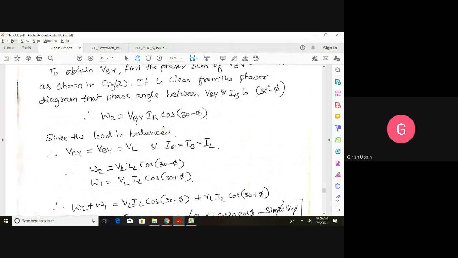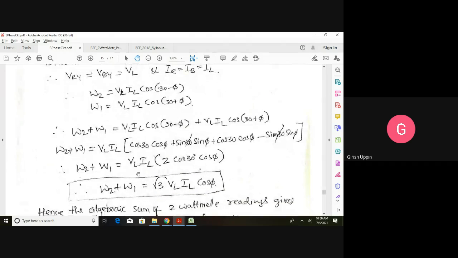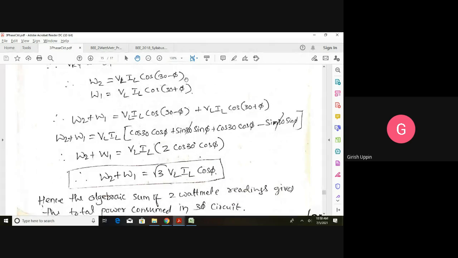In case of a star connected load, line current is equal to phase current. So IB is equal to I phase is equal to IL. So in terms of VL and IL, we can rewrite the equations. W2 is equal to VL IL cos(30° − φ). W1 is equal to VL IL cos(30° + φ).